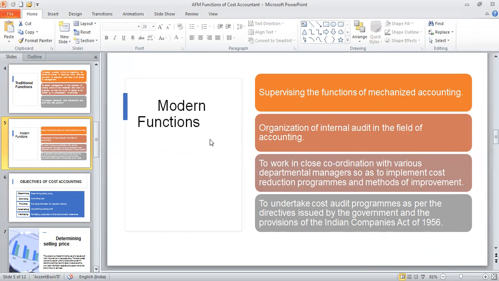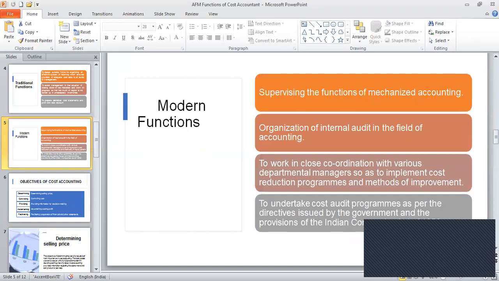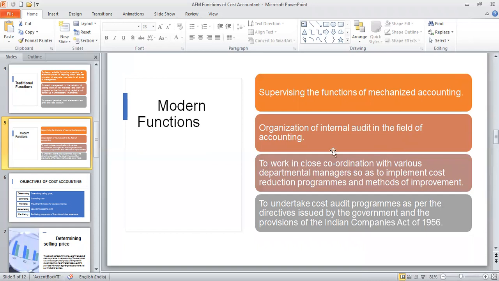Under modern functions, supervising the functions of mechanized accounting is also a modern function of the cost accountant. And organization of internal audit in the field of accounting. What do we mean by audit? Verification of either our cost accounting records or financial accounting records, right? Here, whether we are preparing the journal and ledger, right?